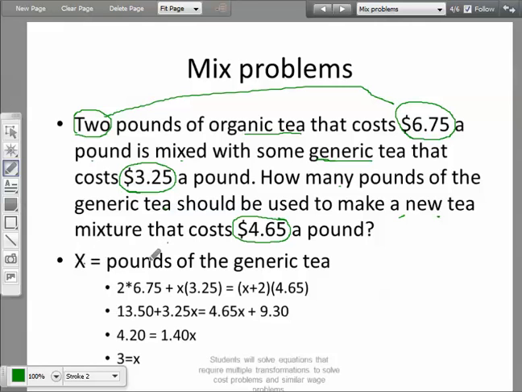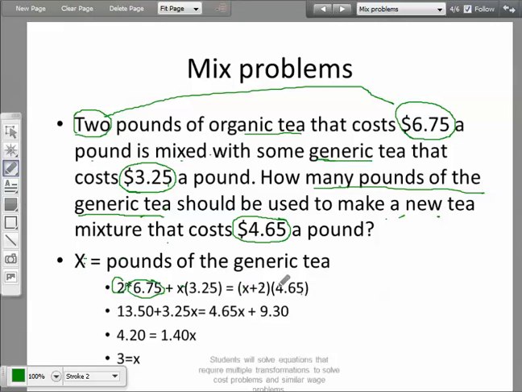I'm going to use X to be the pounds of the generic tea because that's what they want to know, is how many pounds of generic tea are we going to have to mix, right? So X is the pounds of generic tea. So first of all, 2 pounds times 6.75. Okay, I got that. Plus, we're mixing it together. We're going to add it in there. X pounds at 3.25. We don't know how many pounds we're going to be using. How many pounds am I going to wind up with? I'm going to wind up with X plus 2. And I want that to cost 4.65.